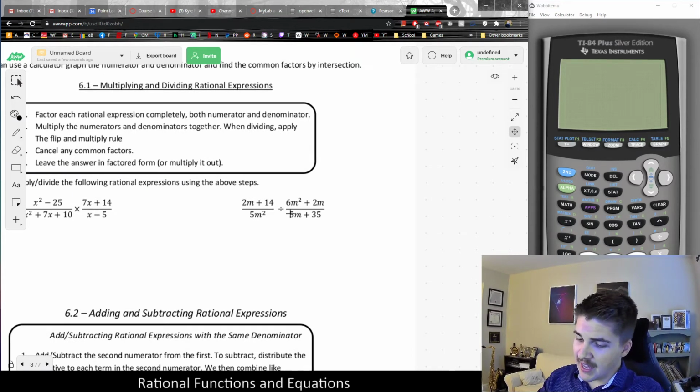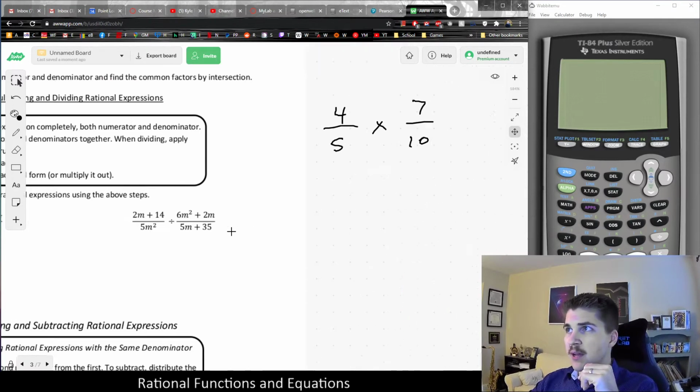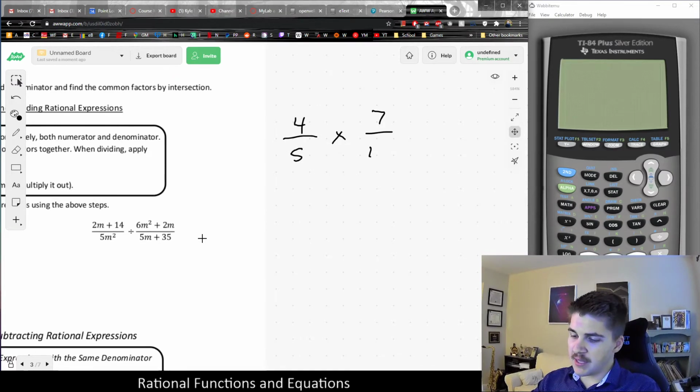So let's say I had the fraction, let's just say we're going to do 4/5 times 7/10. The rule for multiplying fractions, actually, let me make it so it's not reduced. If our fractions weren't reduced from the first part, the first thing you want to do is simplify each fraction individually before doing anything else.